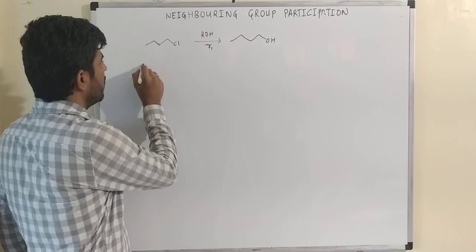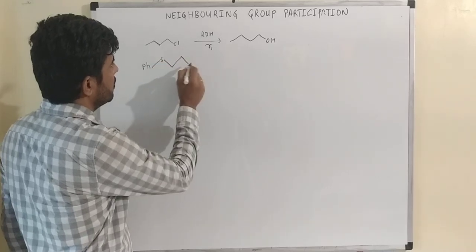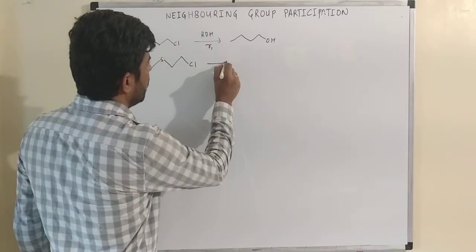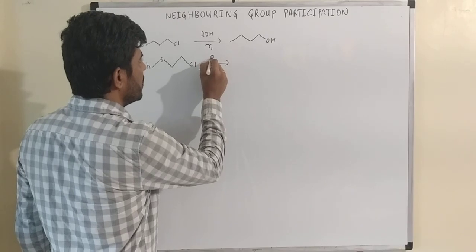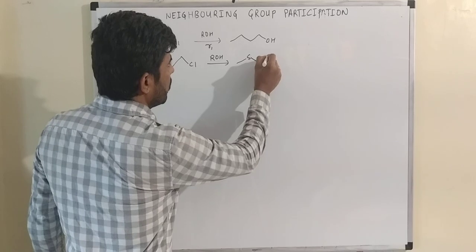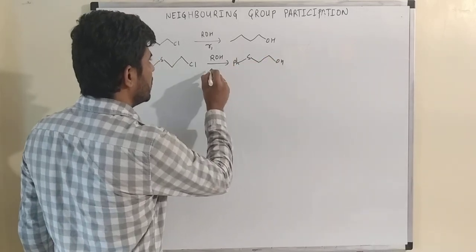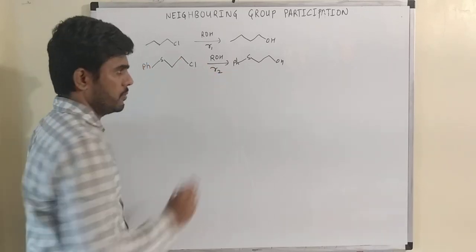Similarly, we are going to take another example, that is PhS-CH2CH2-Cl. It is again reacted with the aqueous alcohol and it gives this product, that is the OH product, with the rate of reaction R2.